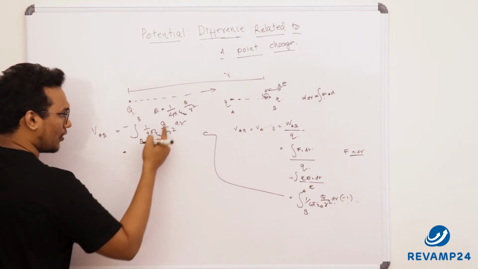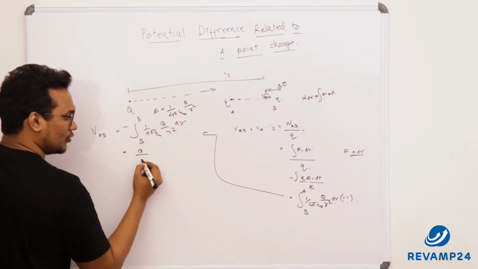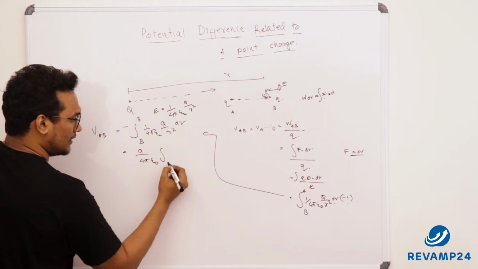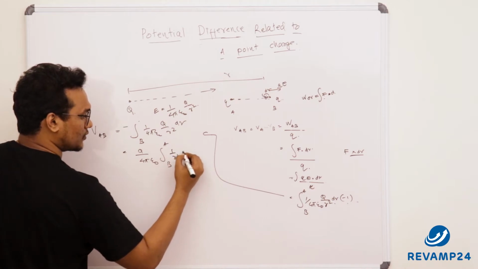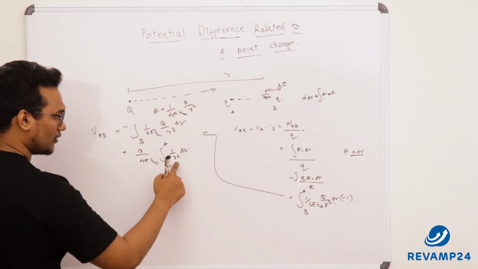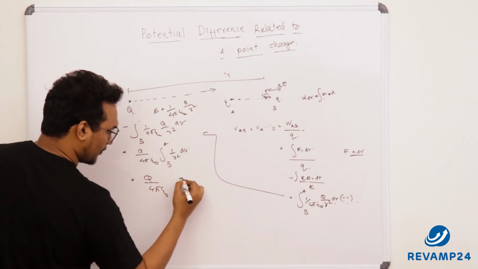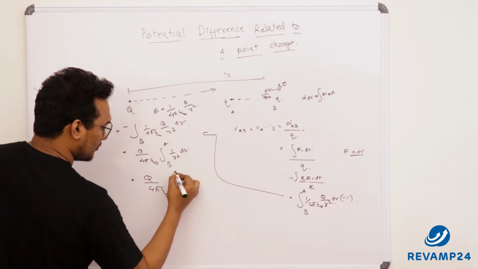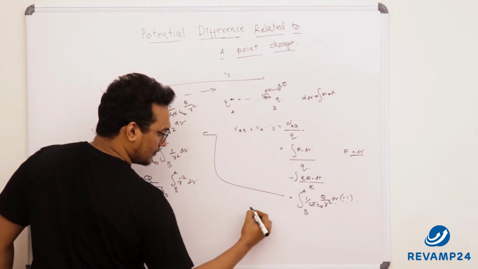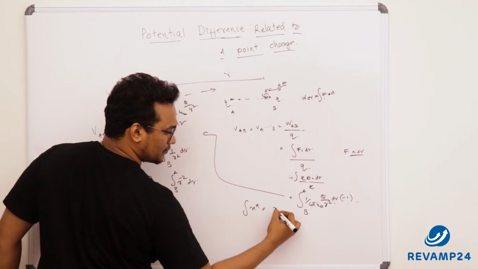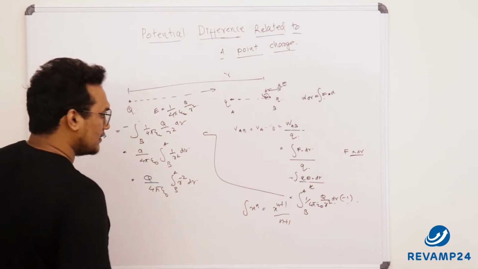Okay. Now all these things are constant. Q and 1 by 4 pi epsilon 0, I am taking it outside. Q by 4 pi epsilon 0 integral from b to a 1 by r square dr. Now 1 by r square is r power minus 2, so q by 4 pi epsilon 0 integral b to a r power minus 2 dr. What is integral of x power n? Integral of x power n is x power n plus 1 divided by n plus 1. Just raise the power by 1 and divide it with the same value.